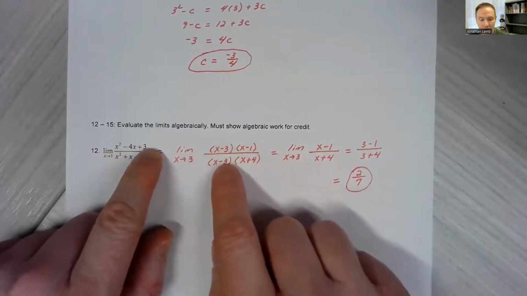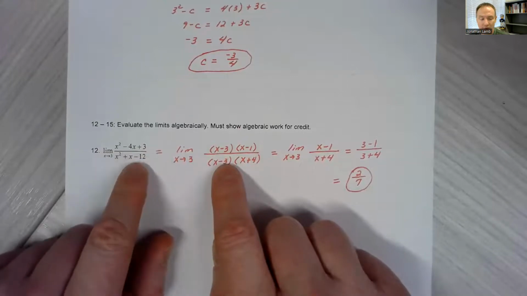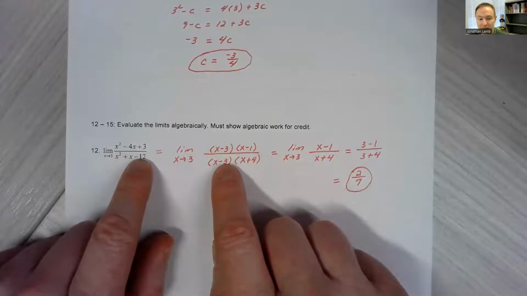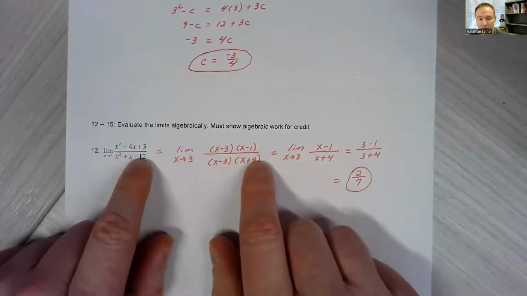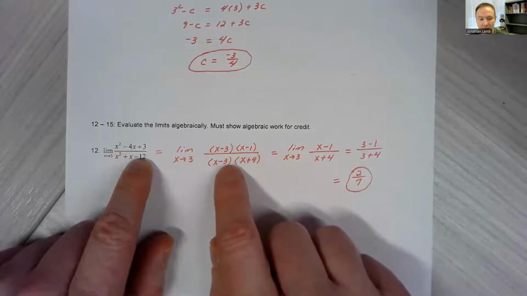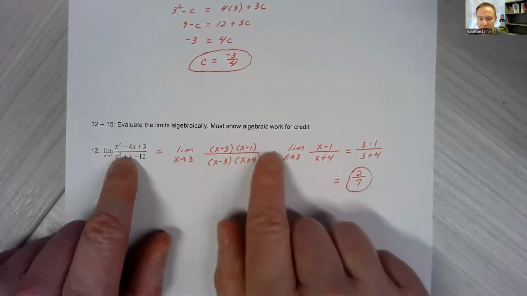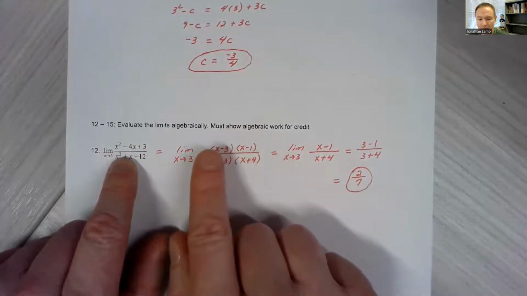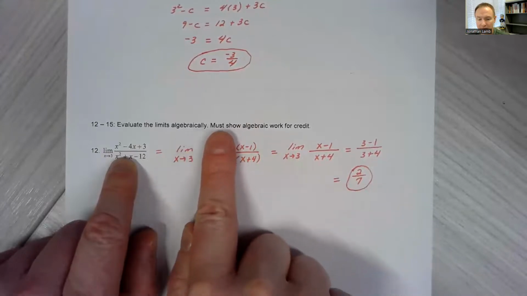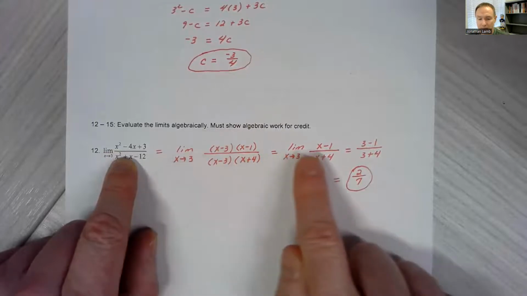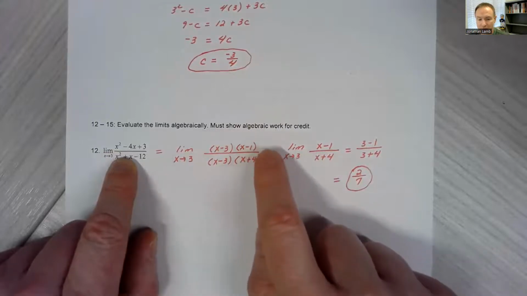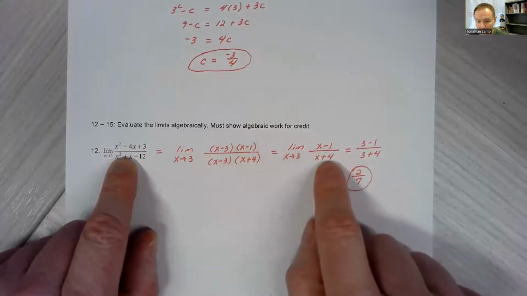I knew the denominator had a factor of x minus 3 as well. The other factor, I just determined -3 times what is -12, and I said, well, that's going to be a +4. And I know 4 plus -3 will combine to give me my plus x in the middle. So I factored out both the numerator and denominator. Now cancel out the factor causing the trouble. And this will just become the limit as x approaches 3 of x minus 1 over x plus 4.